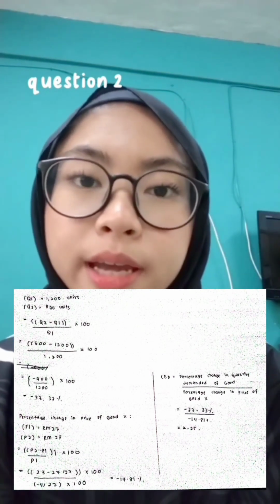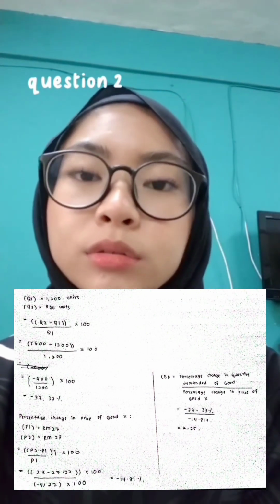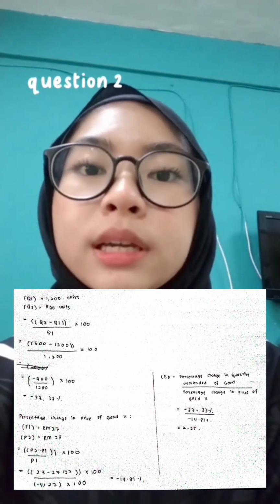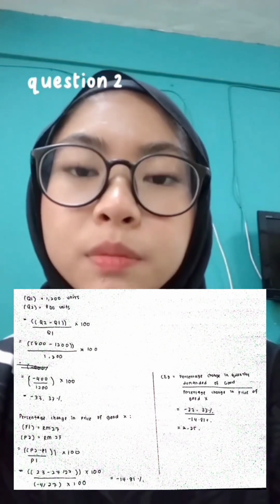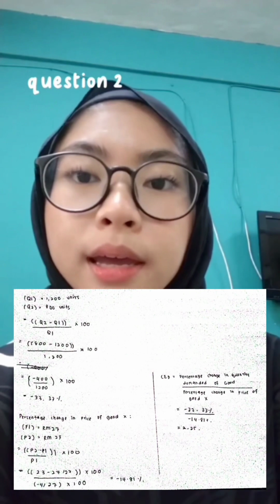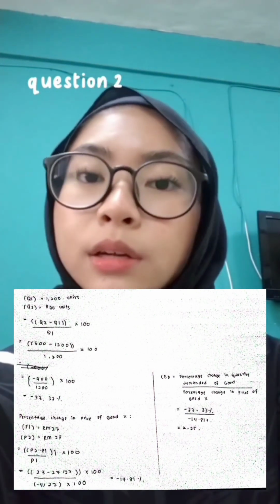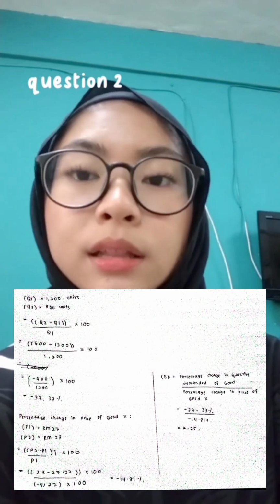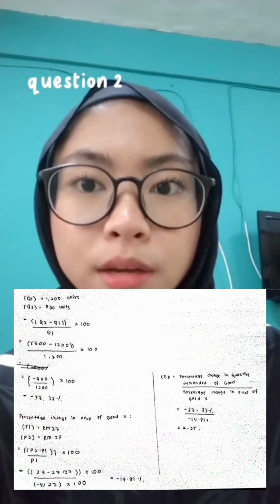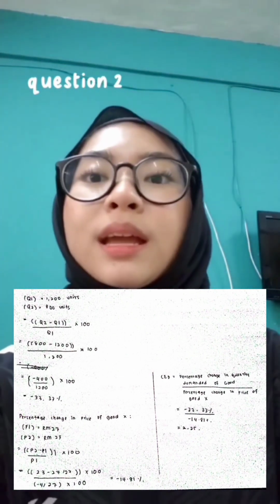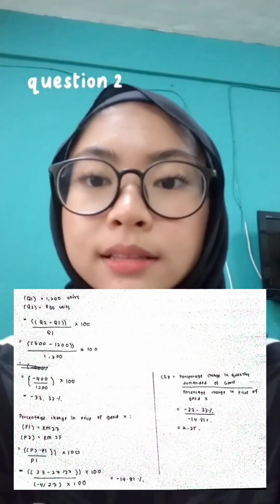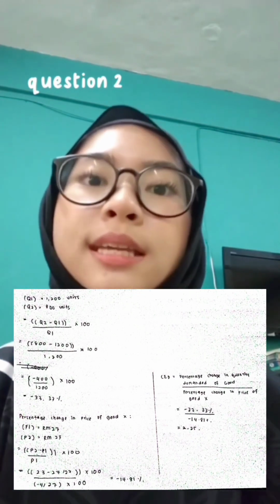Next, let's calculate the percentage change in price of good X. Initial price of good X, P1, equals 27 ringgit. Final price of good X, P2, equals 23 ringgit. Percentage change in price of good X equals (P2 minus P1) over P1 times 100, equals (23 minus 27) over 27 times 100, equals negative 4 over 27 times 100, equals negative 14.81%.